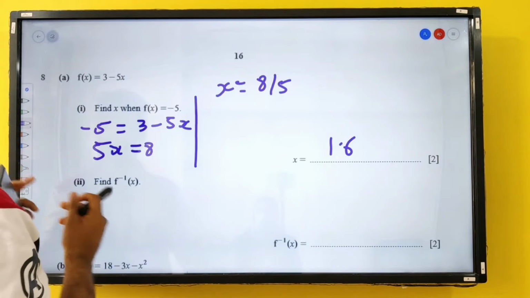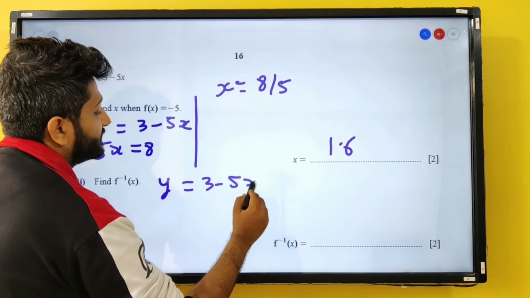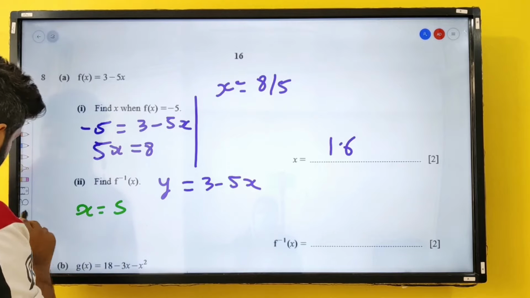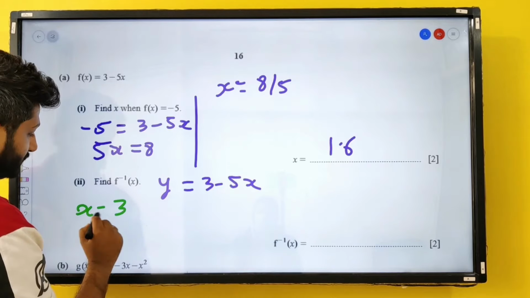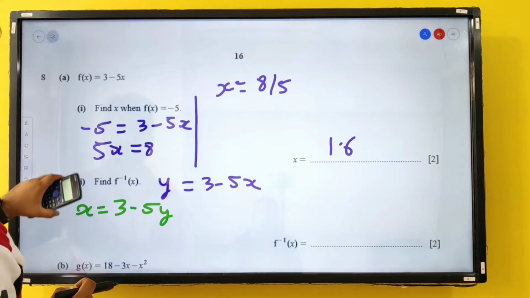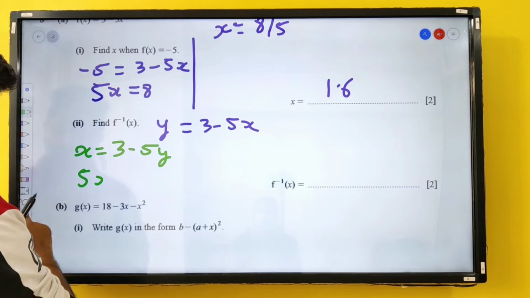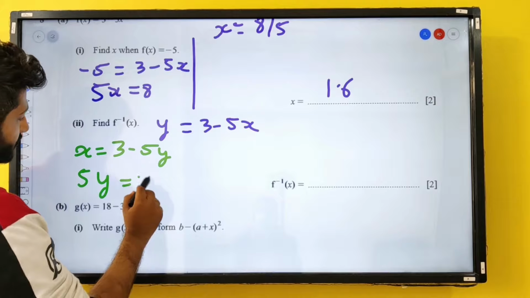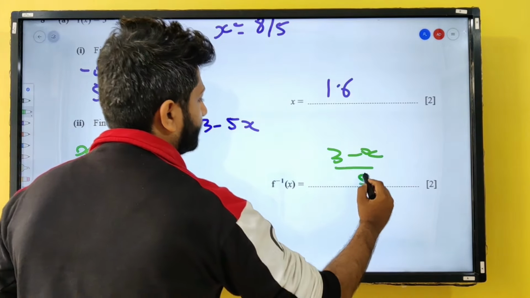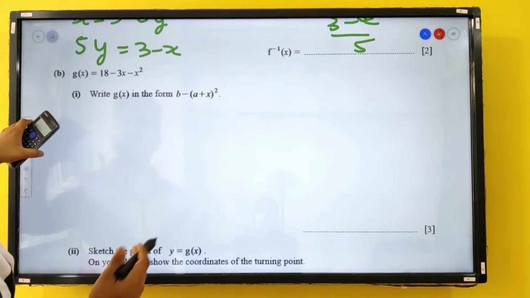F inverse of x means, okay, so first I'll write this as y is equal to 3 minus 5x. Step 2, swap x and y. So x is equal to 3 minus 5y. Now make y the subject of formula. So I can write 5y is equal to 3 minus x, and your y is going to be 3 minus x upon 5. G of x is this. Give your answer in the form.